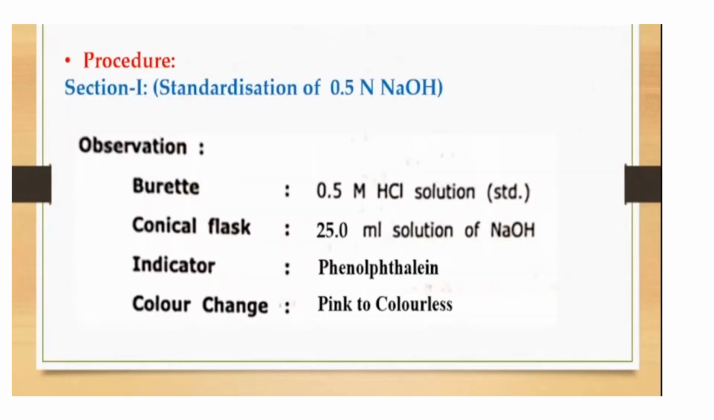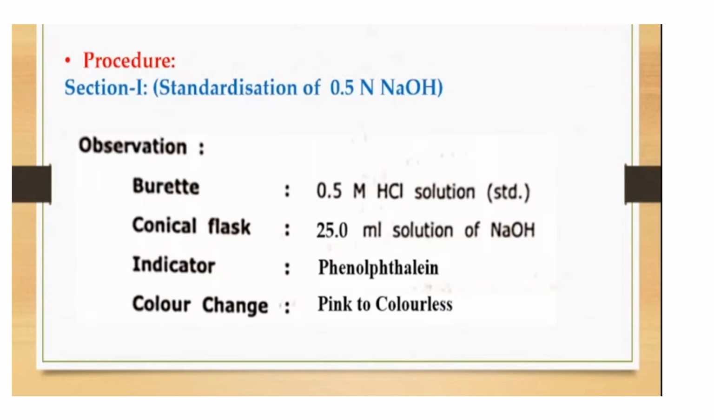So when you come to the procedure, this experiment actually has two sections. The first one is the standardization of 0.5 sodium hydroxide. Then section 2 is the real experiment, the assay of aspirin. To standardize sodium hydroxide, you have actually done this in experiment 1 of this course. To standardize 0.5 normal sodium hydroxide, what is required is the burette filled with 0.5 molarity HCl, which is the primary standard.